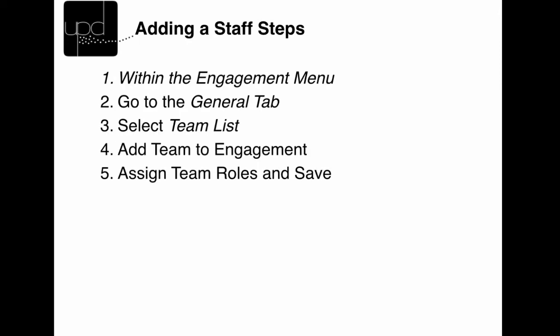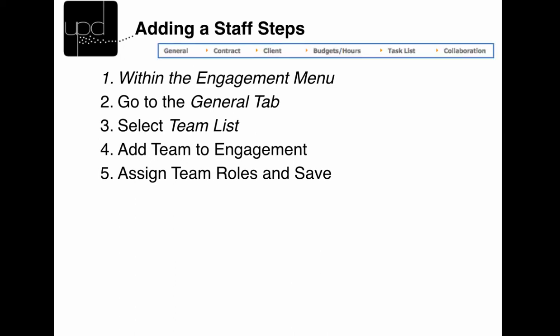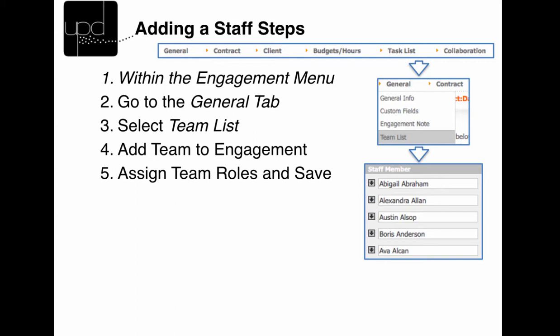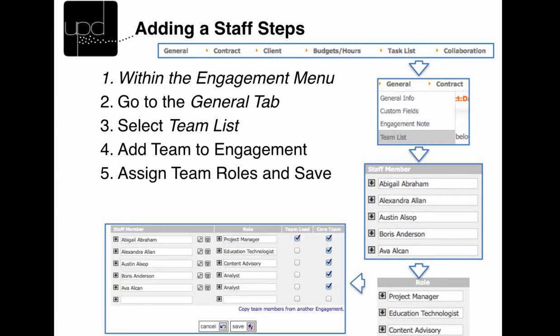Okay, let's just make sure we're staying focused and we're on track. Recap. Here are the steps taken to add staff to your project. These steps happen within the engagement menu after you set up your new project. You're going to go to the General tab, then select Team List, add team to your engagement, assign roles, then click Save.